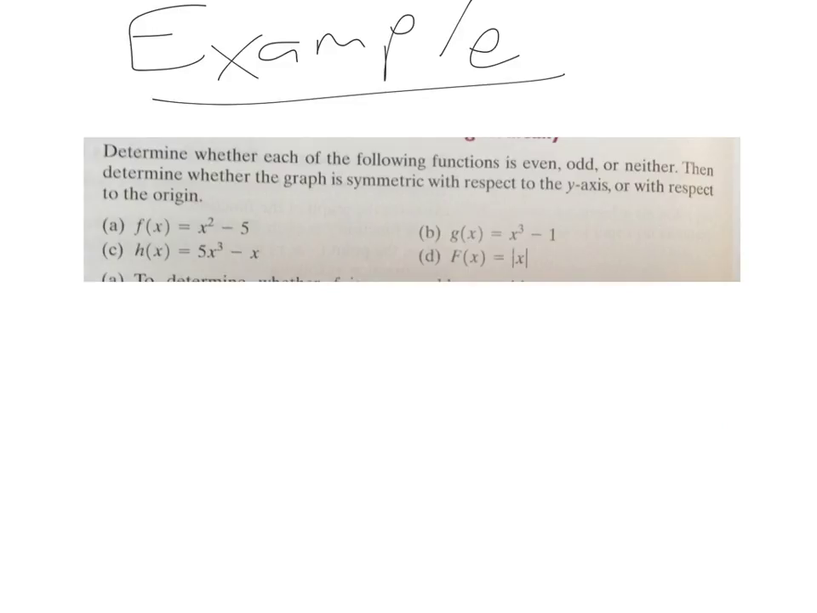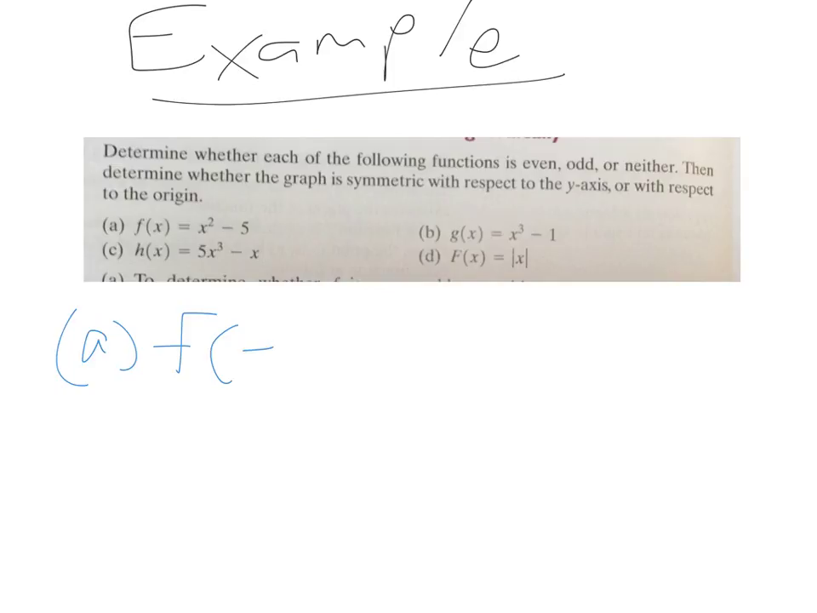Alright, here's another four-part example. Determine whether each of the following functions is even, odd, or neither. Then determine whether the graph is symmetric with respect to the y-axis or with respect to the origin. Or if it's neither even nor odd, it would not be symmetric with respect to either of those. Anyway, let's start with part A.